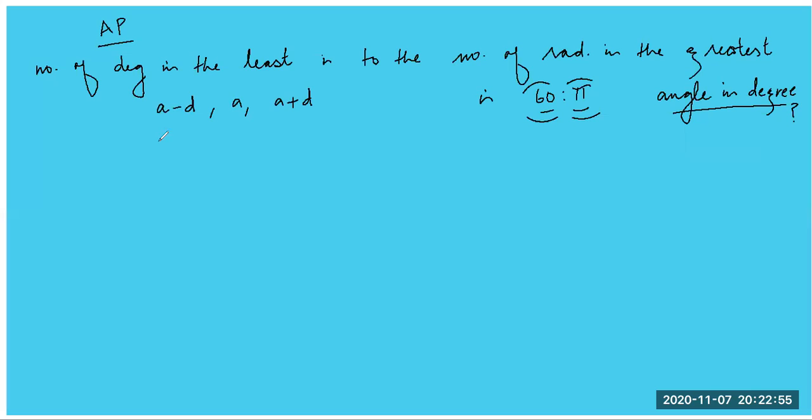So from here I will get A is equal to 60 degrees. How? Add all the angles, equal to 180. A will be 60 degrees. So what are the angles, students? A is 60, so the angles are 60 minus D, 60 degrees, and 60 plus D. Very good.